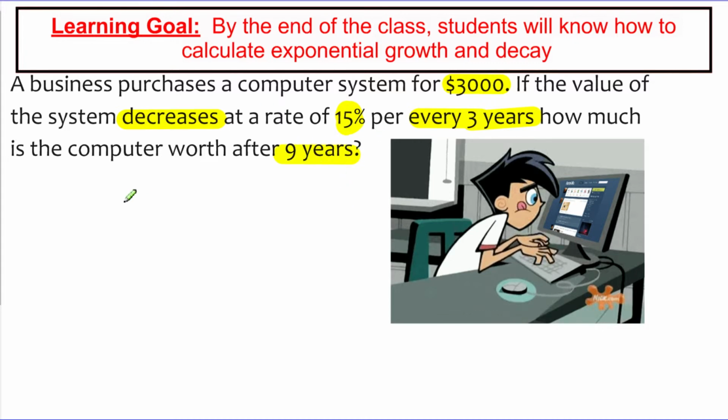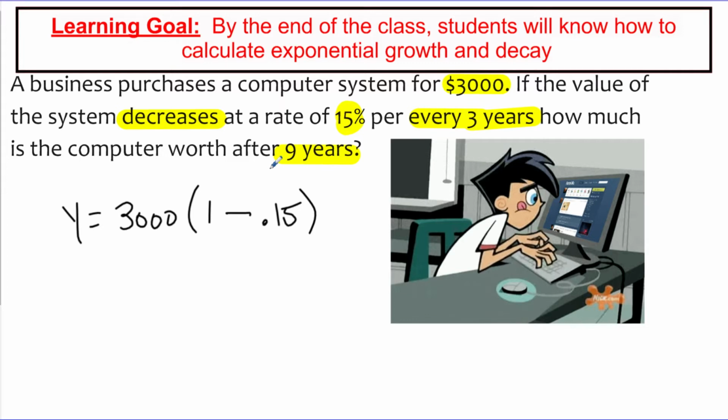So let's write our function. I'm going to get my pen out. We are going to say y equals the starting value, 3,000, times 1 minus, and I know that because of the word decrease, 0.15 because that is 15% as a decimal. Now here's where we have to be careful. We are not going to raise this to the 9th power, and here's why. You might start saying this because of the every 3 years.